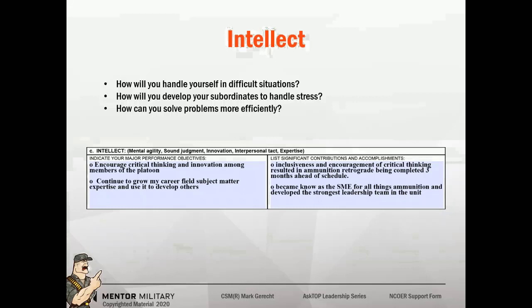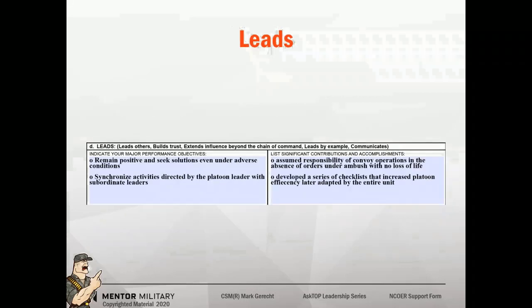Inclusiveness and encouragement of critical thinking resulted in ammunition retrograde being completed 3 months ahead of schedule. Became known as the SME of all things ammunition and developed the strongest leadership team in the unit. So you can see how these things start to work and flow together. You just need to spend some time thinking through each area and coming up with some leading questions to help you think through those areas.